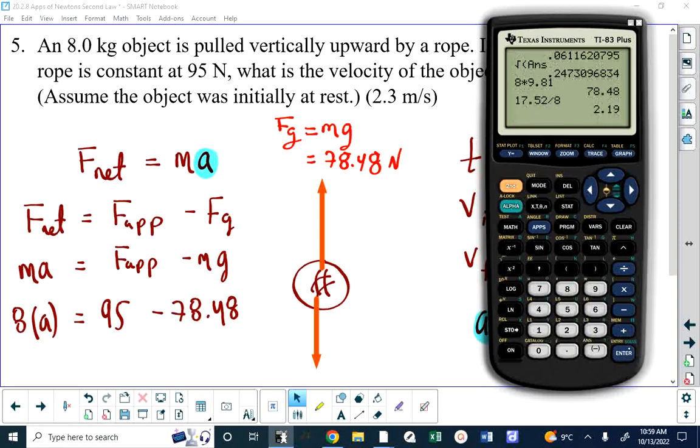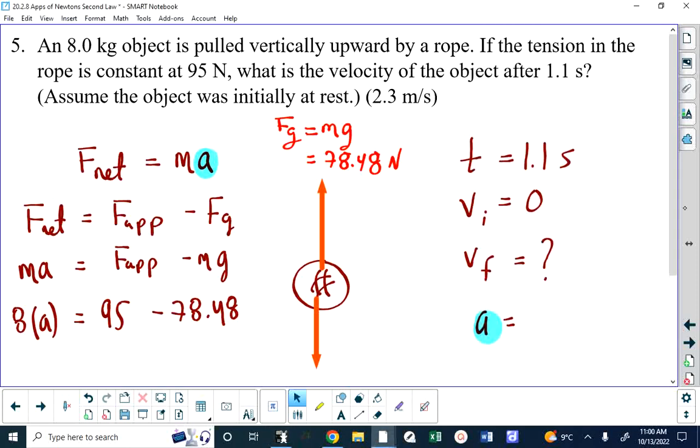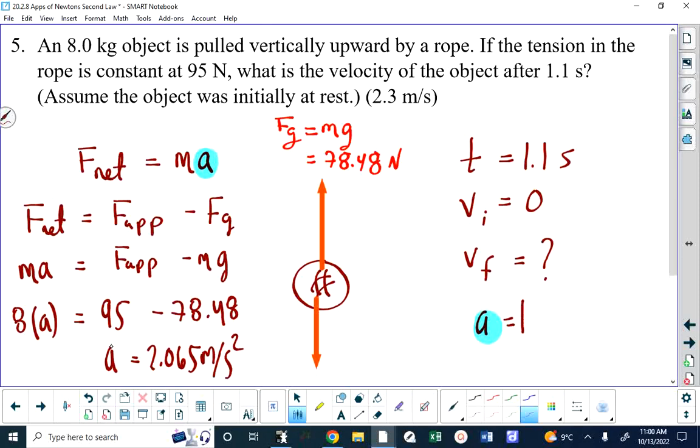I think it's 2.19. Did I subtract wrong? 16.52? Thank you. Is that better? Okay. So the acceleration is 2.065 meters per second squared. We can pop that over here into our kinematics list of 2.065 meters per second squared.